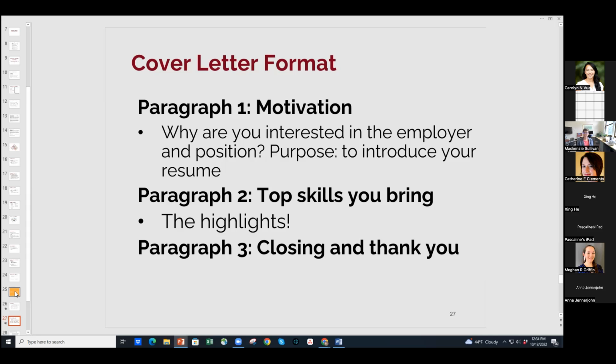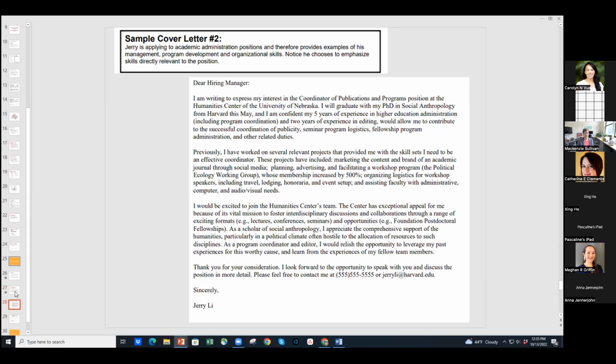Again, not everything, but if you were to think of the top 3 things you're bringing, that can go in the middle paragraph. The last paragraph is closing: thank you, I look forward to hearing from you, that type of thing. So keep it simple and keep it short. Cover letters can get really long and convoluted, and there's not much point to that. It'll take too much of your time and it probably won't get read.